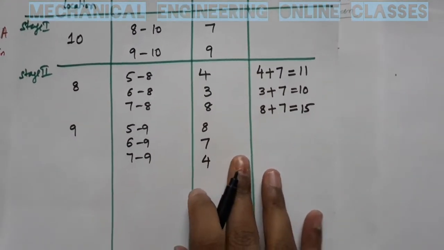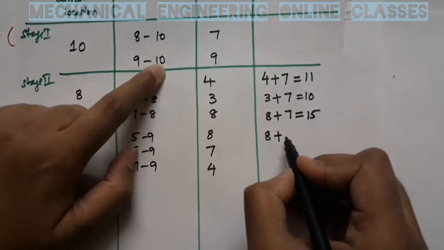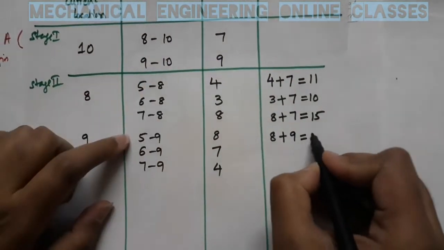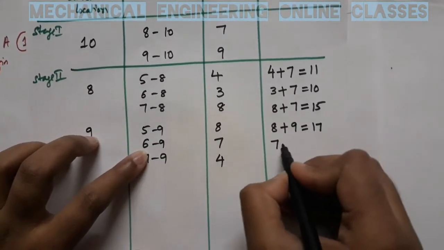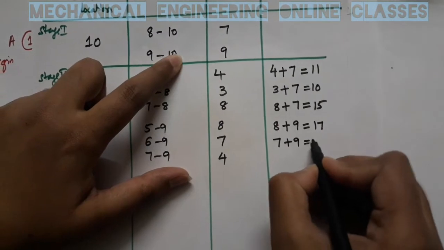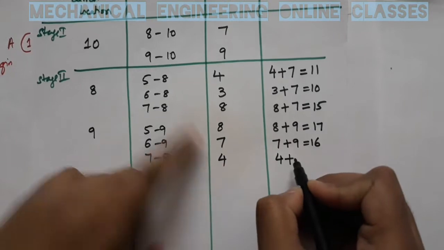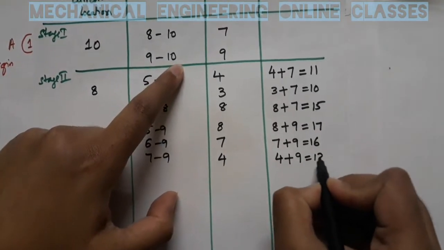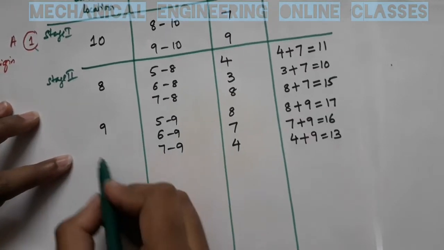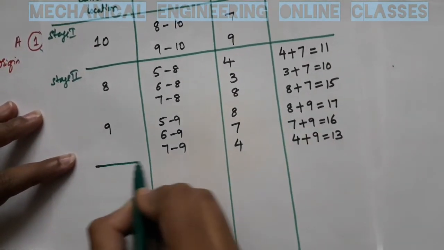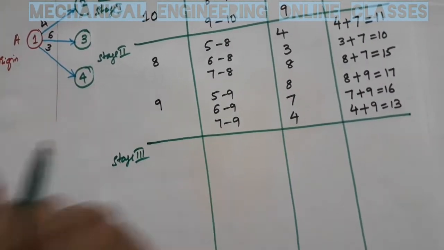In the same way, 5 to 9 is 8 plus 9 to 10 is 9, so this is 17. 6 to 9 is 7 plus 9 to 10 is 9, this is 16. 7 to 9 is 4 plus 9 to 10 is 9, which is 13. So here ends our finding all the possibilities and their total distances. Now let us move on to stage 3.